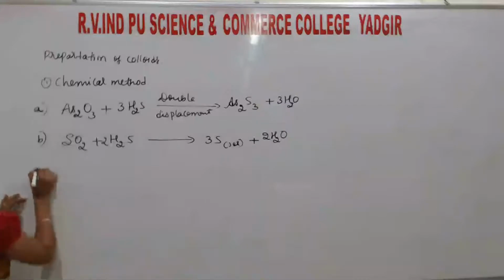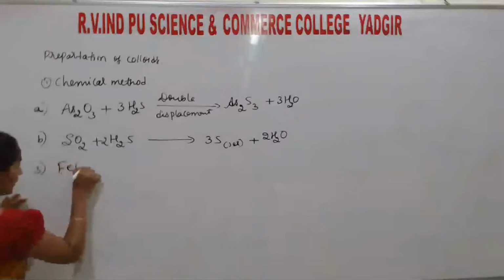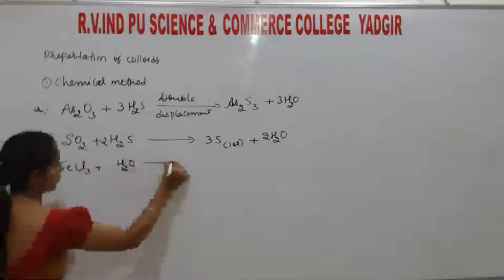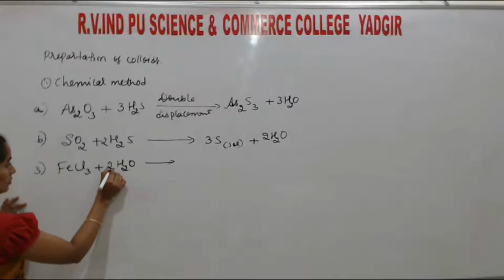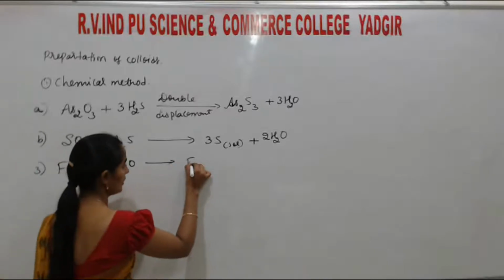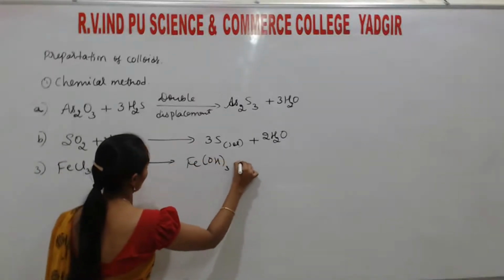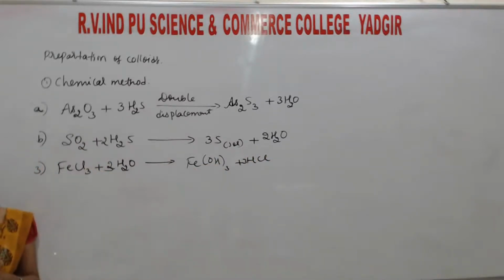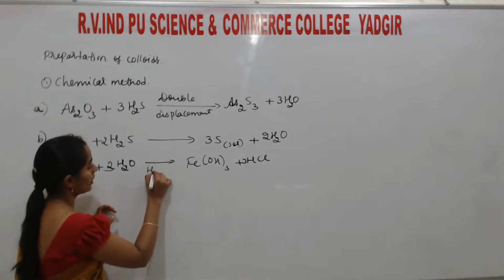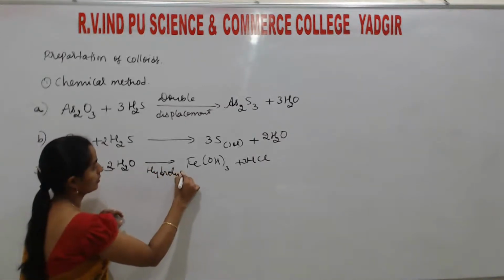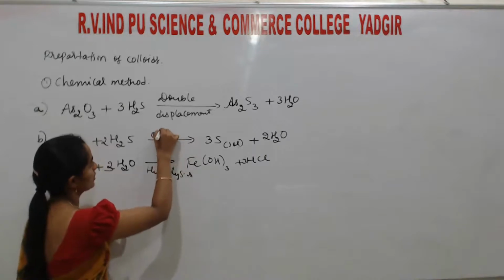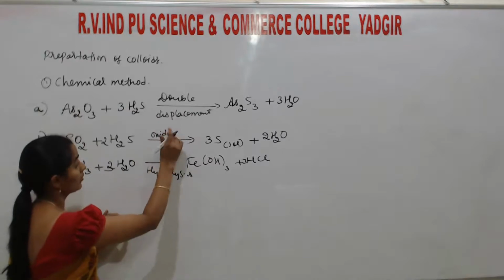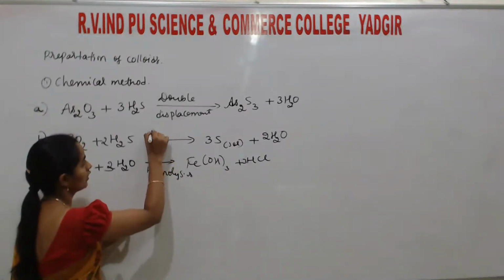Next one, the third one, FeCl3 plus H2O gives rise to Fe(OH)3 plus 3HCl. This is hydrolysis. This is oxidation, sorry, loss of electron, right? Gain of electron, this is reduction.